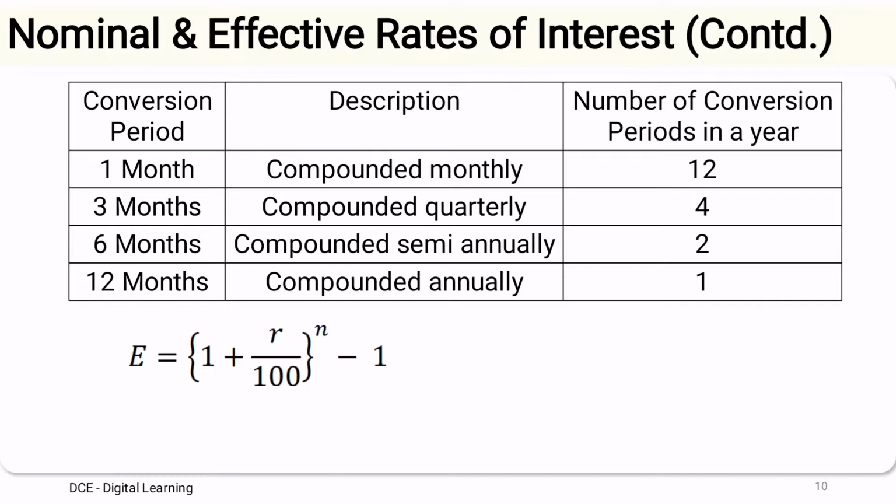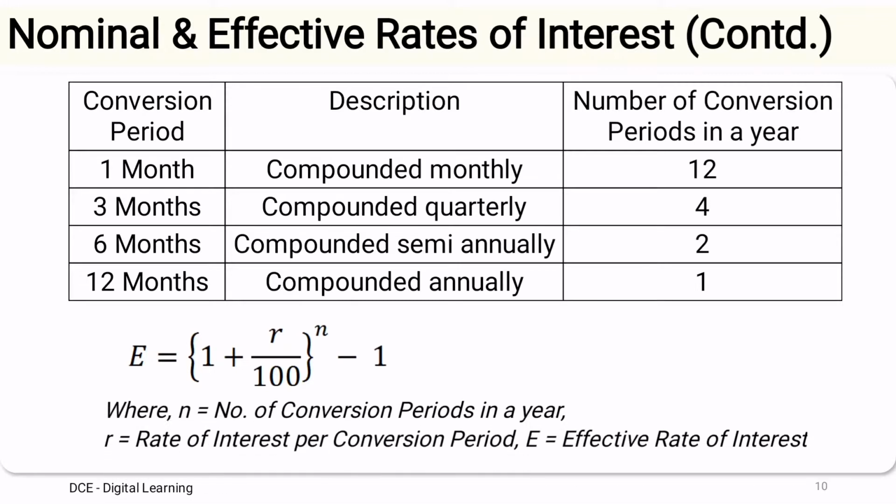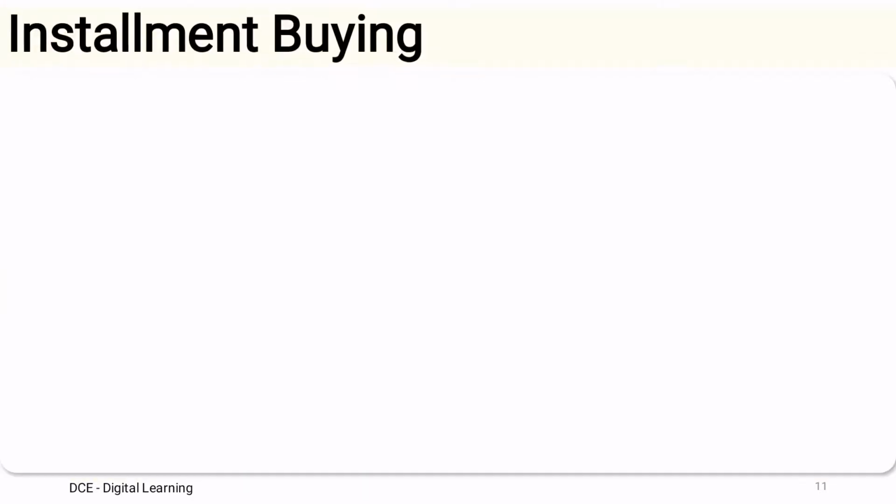And this effective rate of interest can be computed using this formula. So E equals 1 plus R divided by 100 raised to n, minus 1, where n is the number of conversion periods in a year, R is the rate of interest per conversion period, and E is the effective rate of interest. So this is all about compound interest.